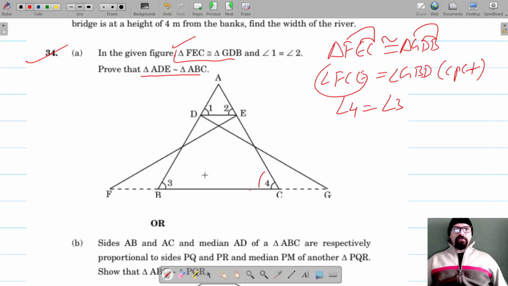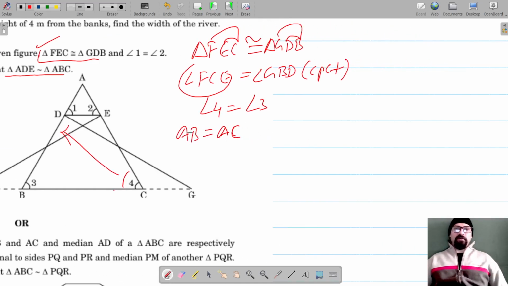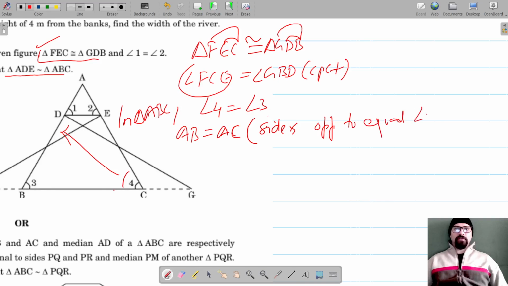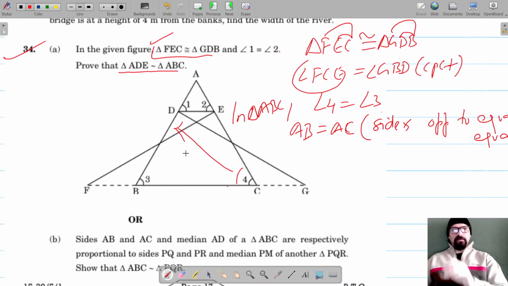And if angle 4 is equal to angle 3, so in triangle ABC, opposite to angle 4 is the side AB and opposite to angle 3 is side AC. So in triangle ABC, angle 4 is equal to angle 3, and the reason for this is these are the sides opposite to equal angles. And we know that the sides opposite to equal angles are equal. So AB is equal to AC.